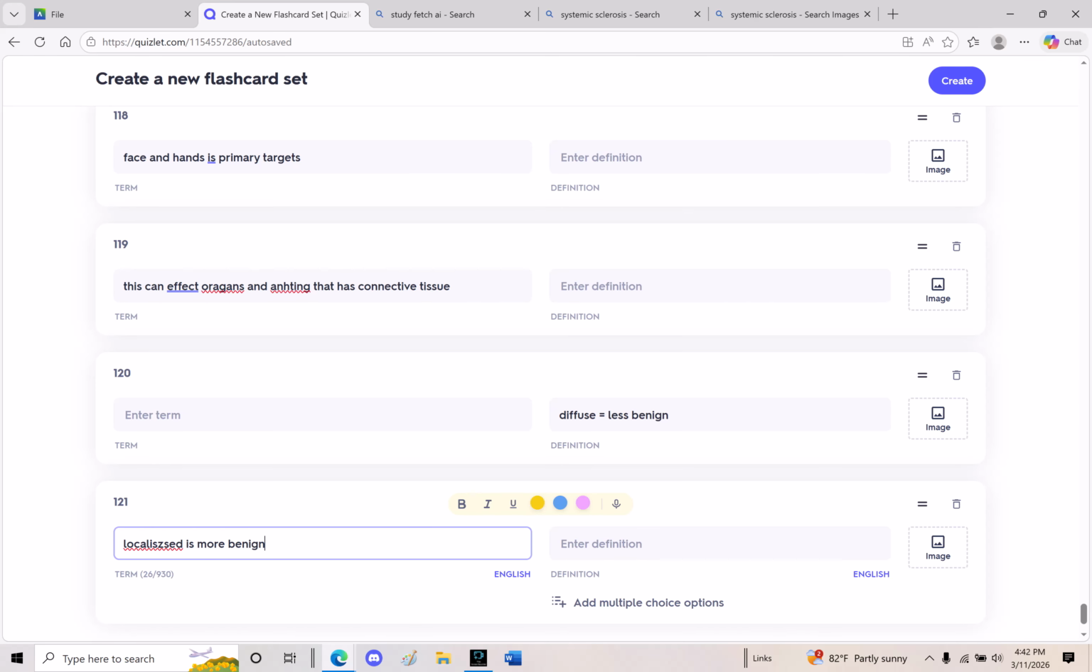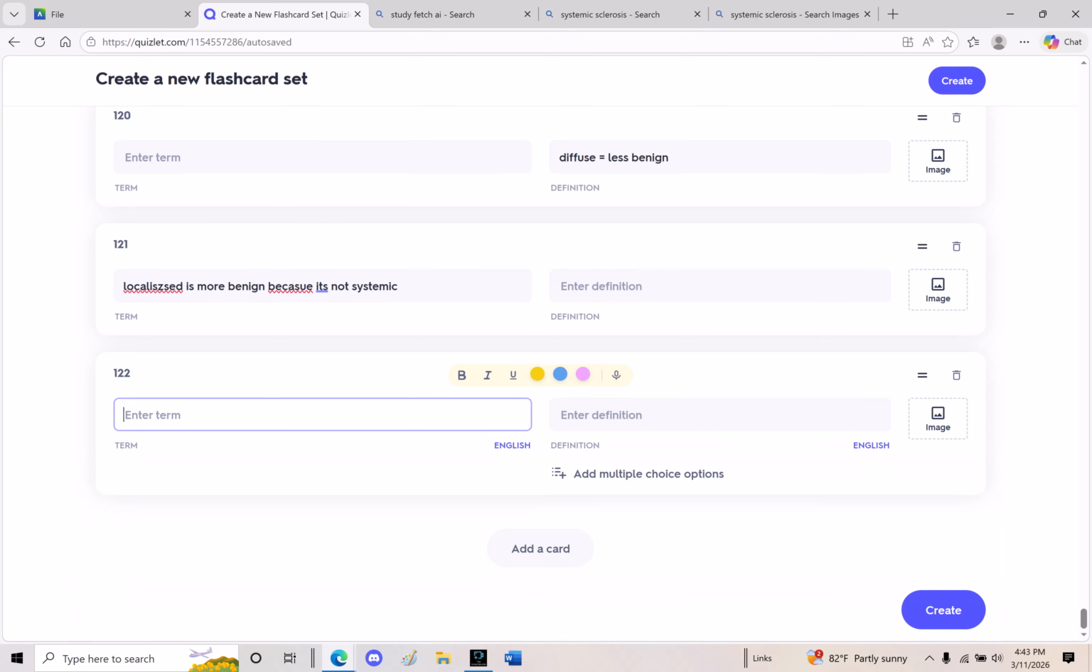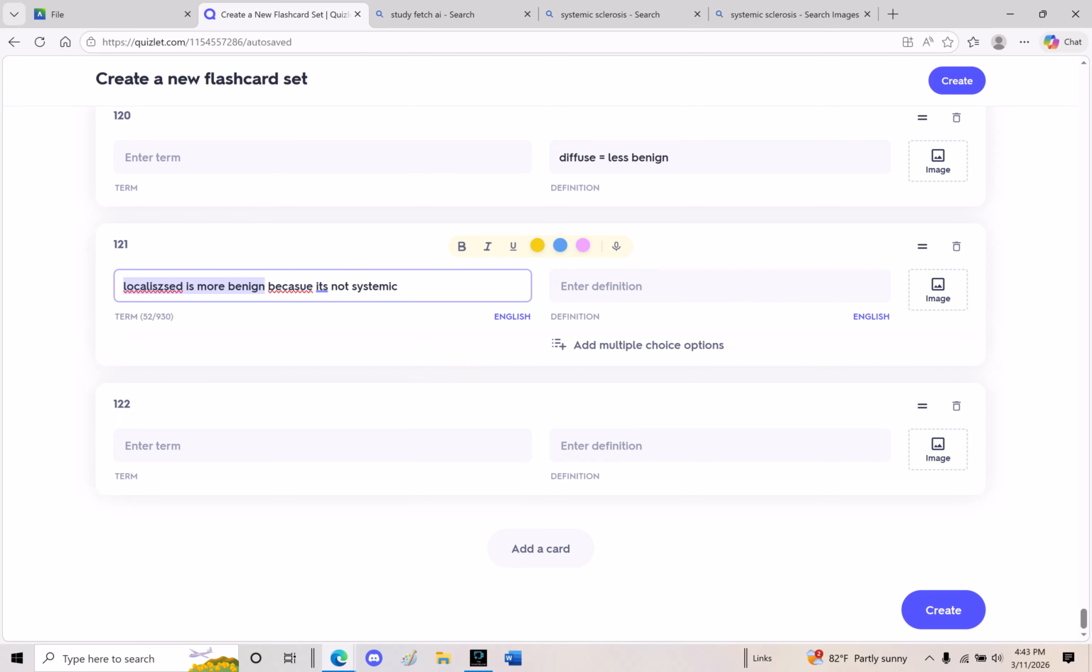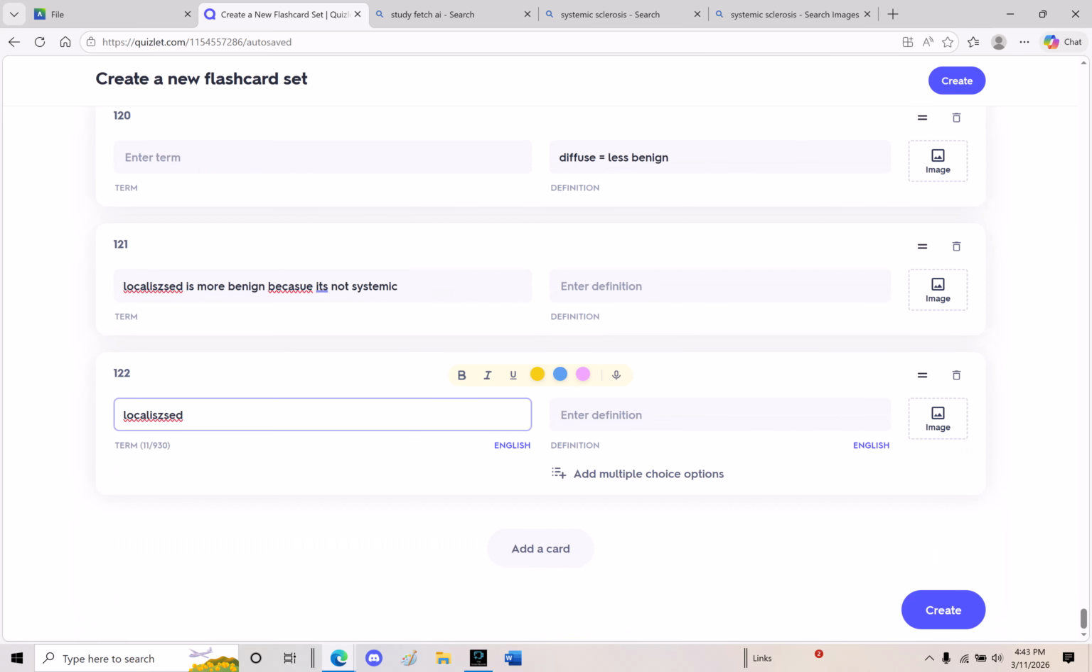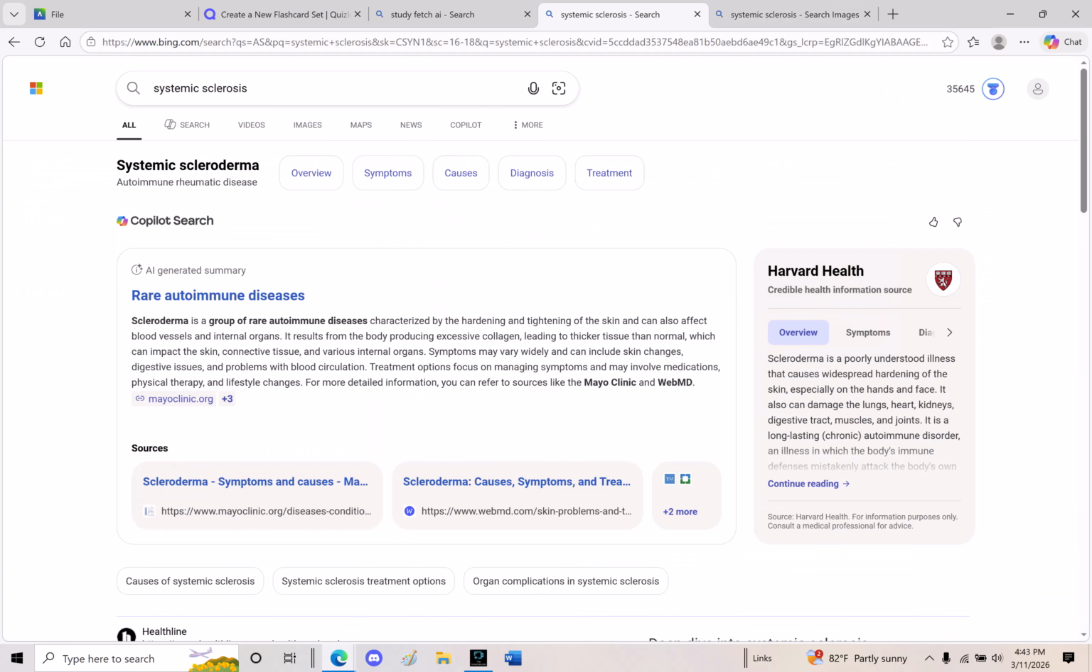Typically, you see the characteristic CREST syndrome, C-R-E-S-T, which consists of calcinosis, which is calcium deposition in soft tissue without inflammation, because it ends in osis, not itis. Localized scleroderma is more benign, and it's characterized by CREST syndrome, C-R-E-S-T.